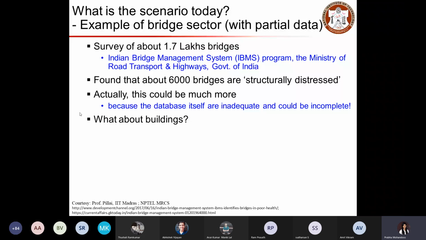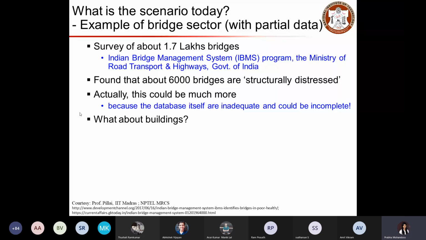But these are counted bridges. There could be a lot of bridges which are not counted as well. So in that case, the number would be even more than this, and that is a significant number. And among these bridges, we have found that about 6,000 bridges are structurally distressed.